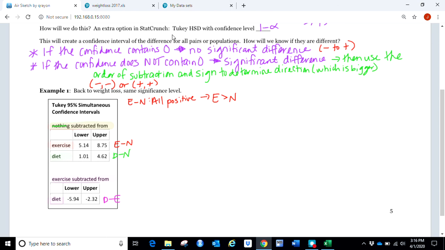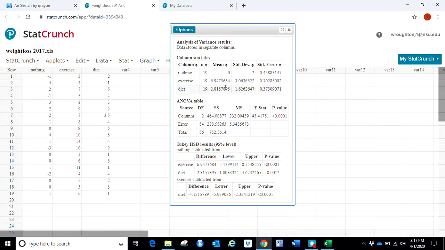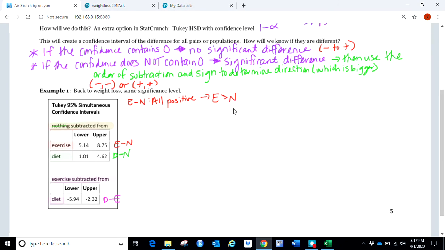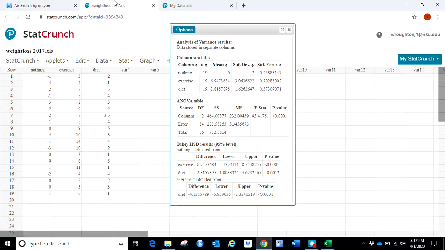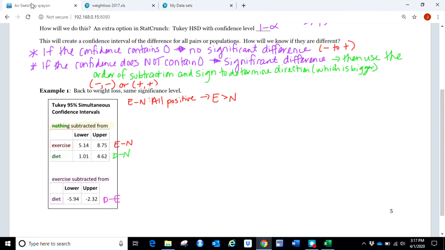So if I were to go back and look at my data, the average weight loss for exercise was almost 7 pounds, where it was only 0 pounds for those that did nothing. So there is no way that I'd be able to say that you lose more weight by doing nothing than by exercising, because that would completely be contradicted by the data I used to come to that conclusion. So you can always go back and look at these means to make sure you're not saying something that's in disagreement with what you see there.